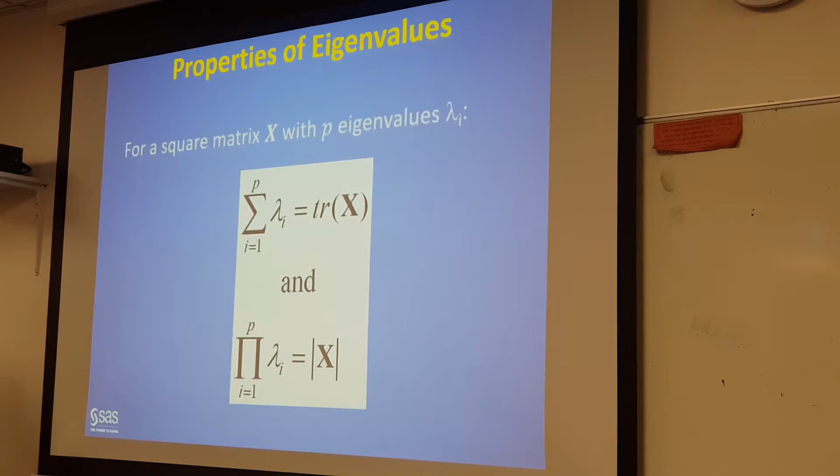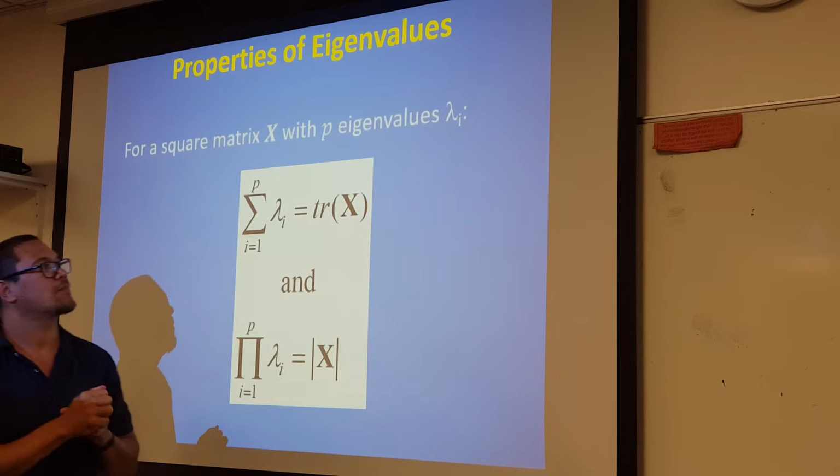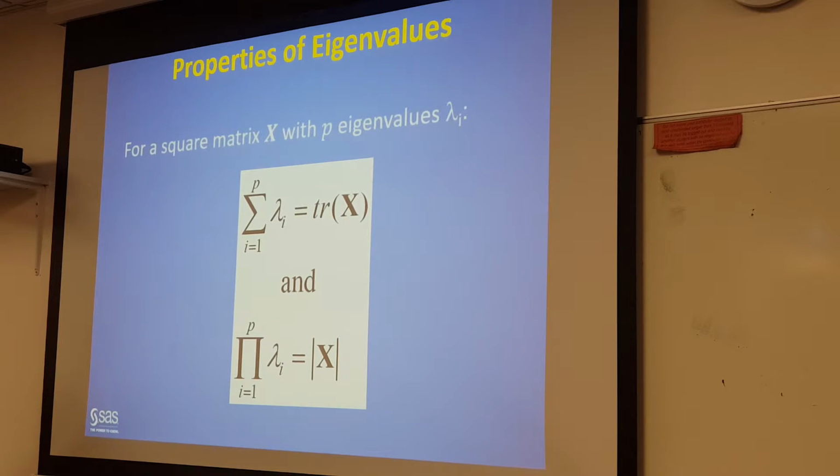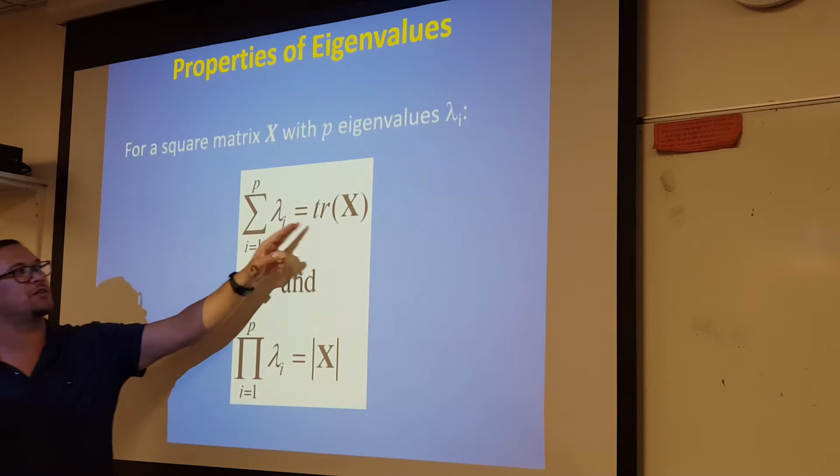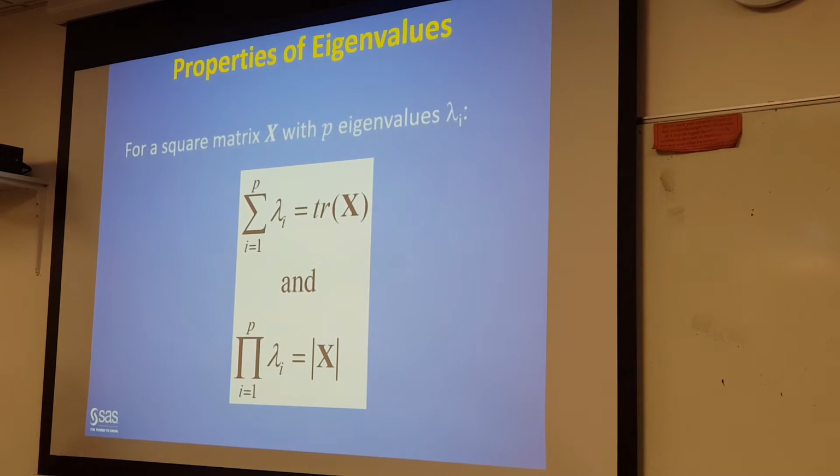Okay, so let's talk about eigenvalues a bit more, right? For any square matrix X, it will have P eigenvalues. So that's a square matrix, which means it's P by P, right? The sum of all the lambdas that you get will be the trace of X, right? So what does that mean?